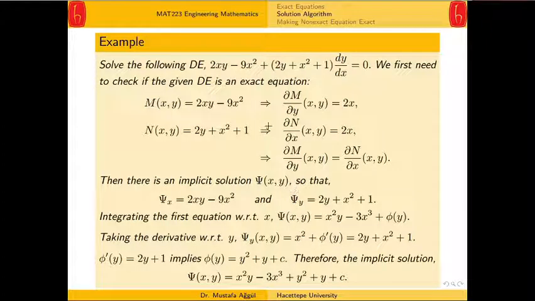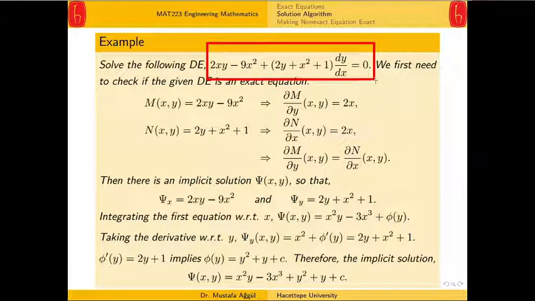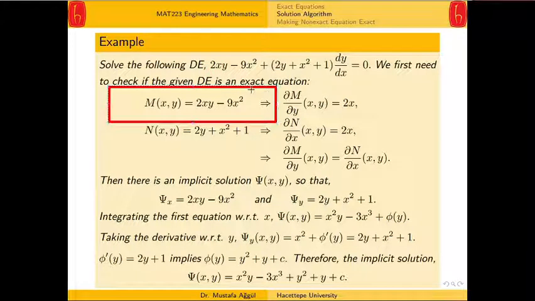Okay, let's start solving an exact equation. So this is an exact equation, and we'll try to solve it together. We first need to check if this is really an exact equation. To do that, we need to take the y derivative of M.